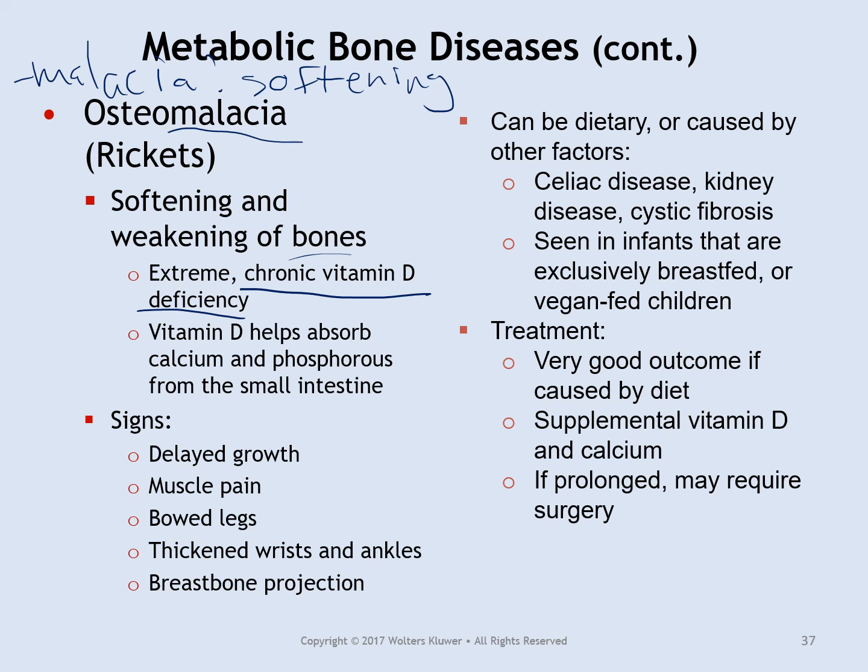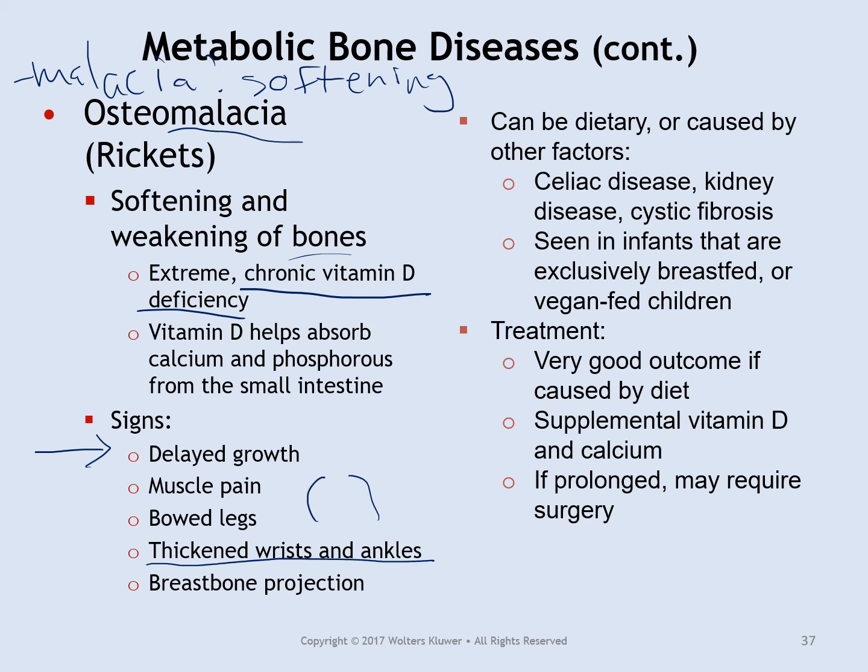Signs that you'll see of rickets, usually you see it in little kids, so you'll see they're just not growing very fast, and their wrists and their ankles are starting to get really thick because the epiphyseal plates are working really, really hard to try and make bone. You'll see muscle and joint pain. The legs will get very bowed. I mean, little babies usually have kind of bowed legs to begin with, but these will be pretty bad.